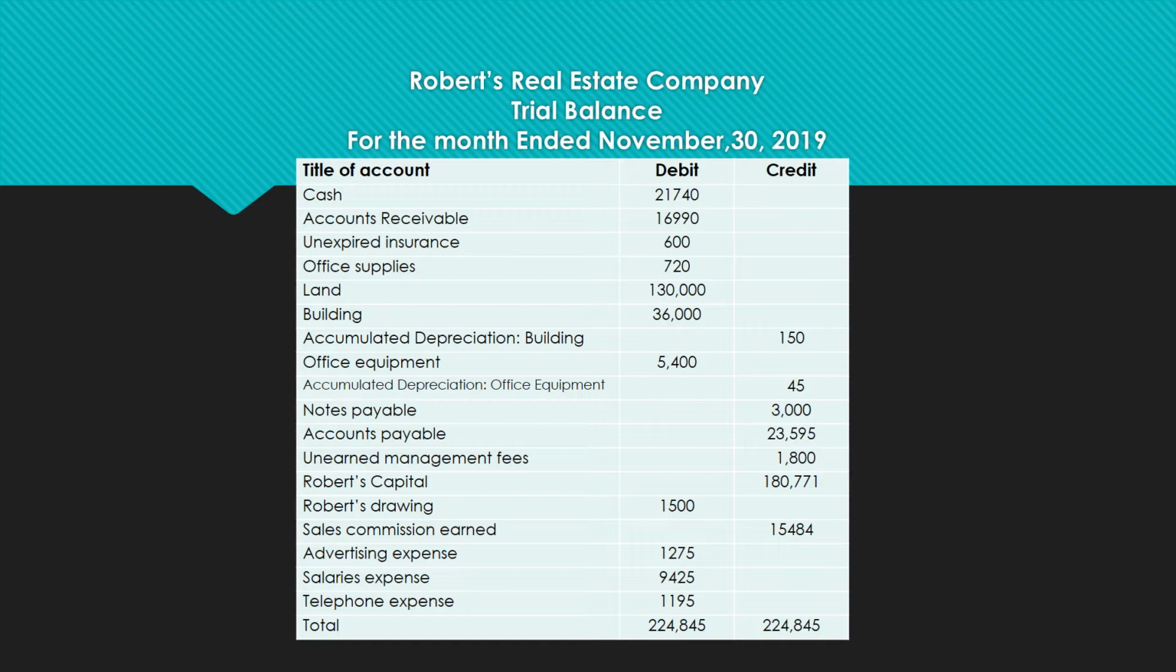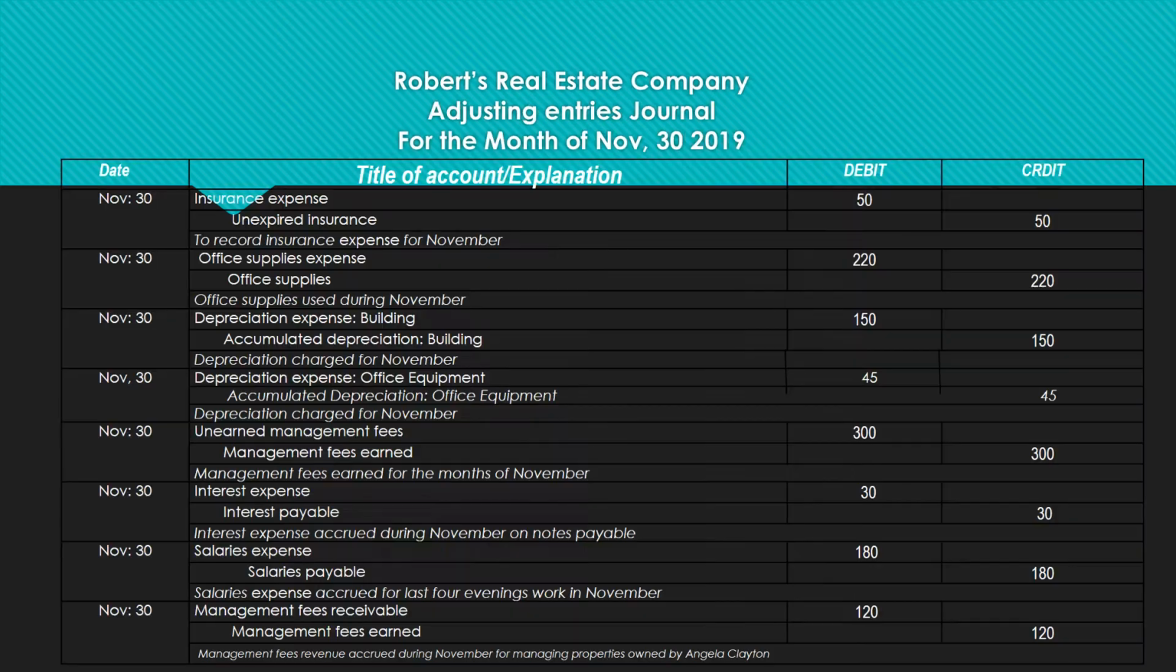Actually, we prepare the adjusted trial balance again to see that all the debits and credits are equal with each other after passing adjusting entries. So let's see first the adjusting entries that we have already discussed. These are the adjusting entries of Roberts Real Estate Company for the month of November. So now we have to incorporate all these adjusting entries into the adjusted trial balance.